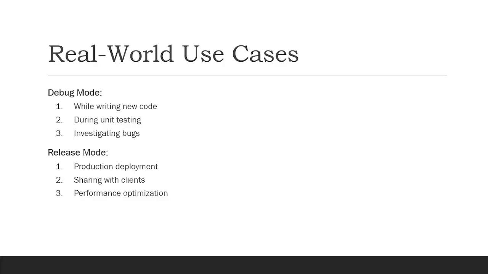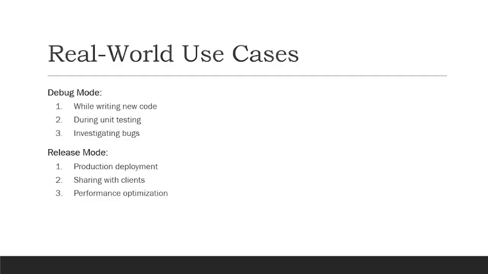So in the real world, the use cases are like this in debug mode. While writing new code, you should always use debug mode, because we are developing new things. We have to understand our code flow as well as the variable values. Whenever we write a new feature or any new code, we have to use debug mode only. And it is very useful during unit testing. You have to write unit tests for every functionality. You have to cover 100% code coverage in unit testing. So it's very useful when writing a unit test.